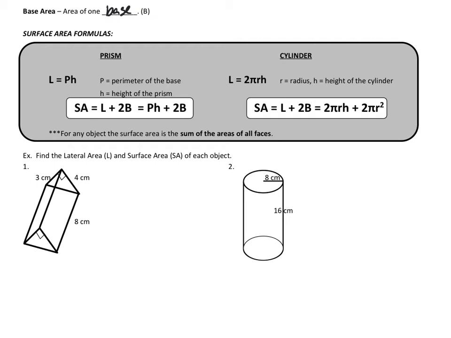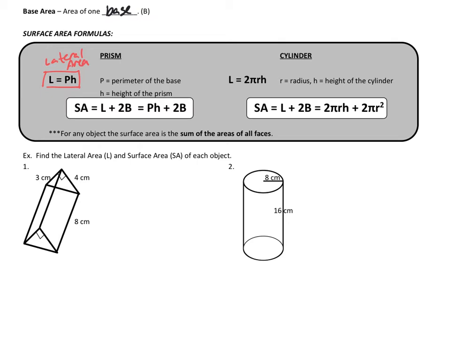The formula for the lateral area is the perimeter of your base times your height. Then we're going to use that to find the total surface area. The total surface area is all of your lateral faces and both of your bases. So the surface area is equal to the lateral area plus 2 times your base area because you have 2 bases, or perimeter times your height plus 2 times your base area. That's for any old prism.